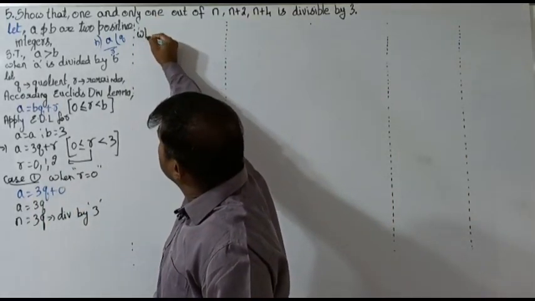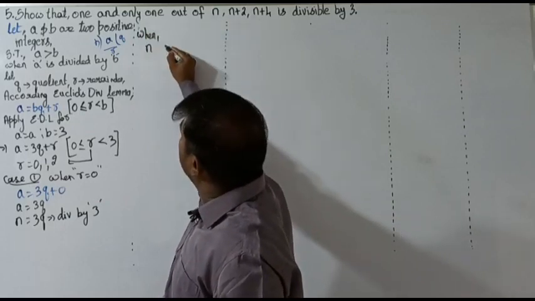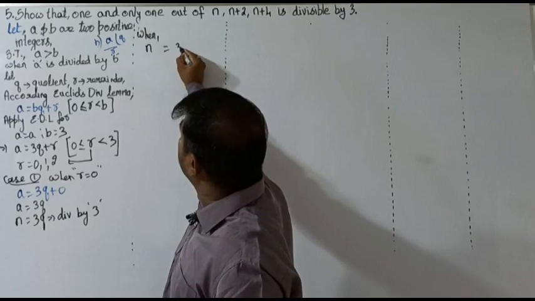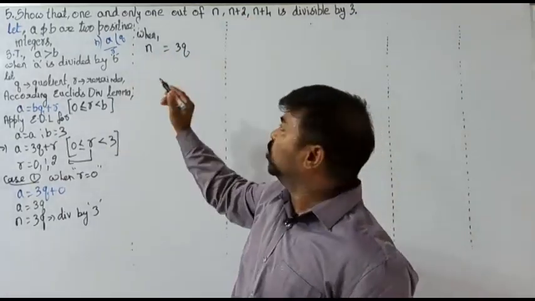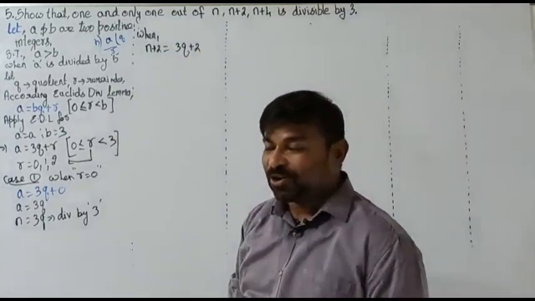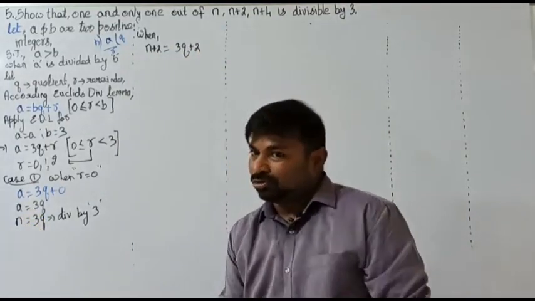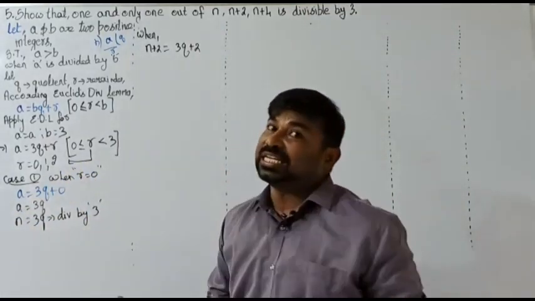Now when adding 2, n is nothing but 3q. What we got here? n is nothing but 3q. Take plus 2 on both the sides. Plus 2 here and plus 2 here. So when n is equal to 3q, it is divisible. In case 1, when n is equal to 3q, it is divisible.